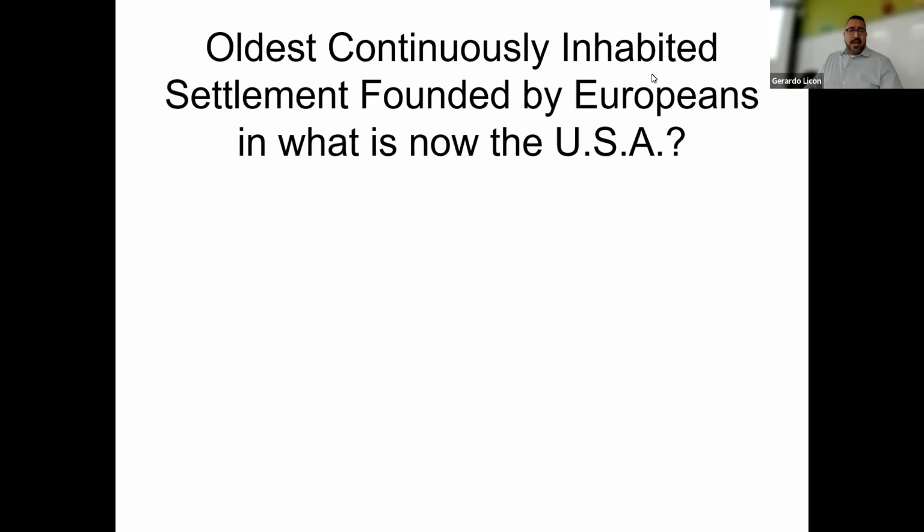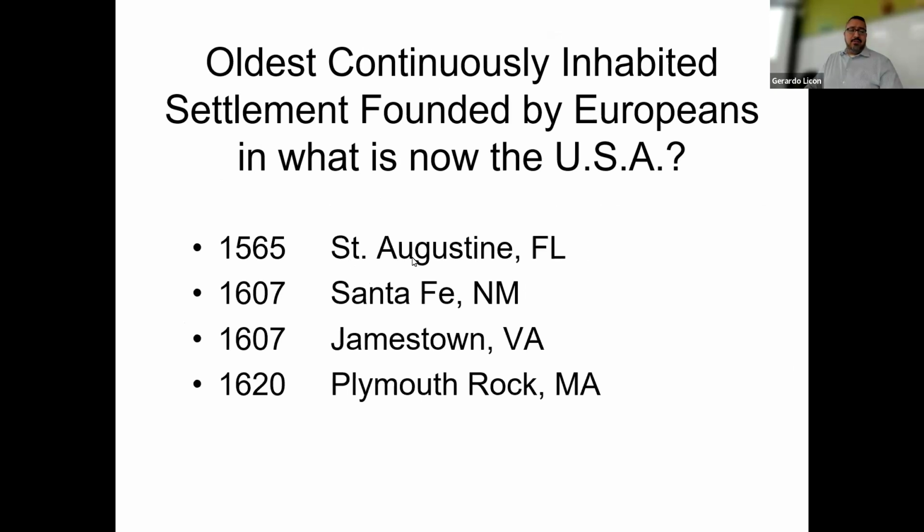Now, the oldest continuously inhabited settlement founded by Europeans in what is now the United States. There we get to Florida, specifically St. Augustine, Florida. Then Santa Fe, New Mexico, and Jamestown, Virginia were being founded at about the same time by the Spanish and the English. And then eventually, in 1620, we get to Plymouth Rock, the one we identify with the most in US history.